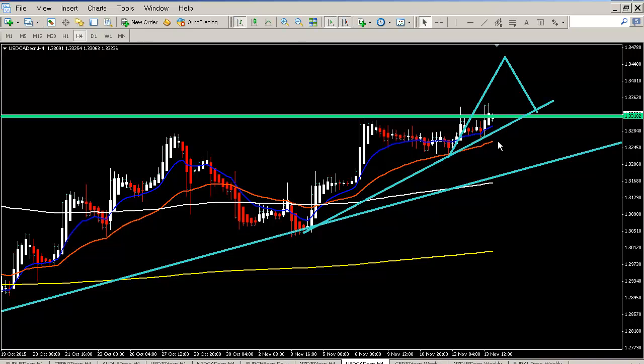If it breaks support, it will come back to this line, and you need to wait for bounces. But we're going to discuss it in the live room on, I think, Wednesday or Thursday anyway.